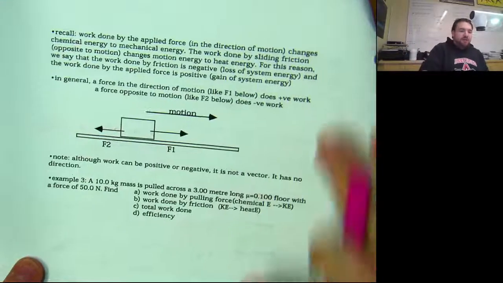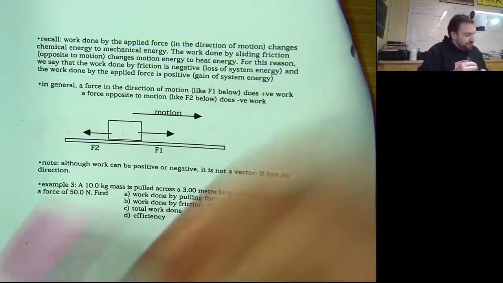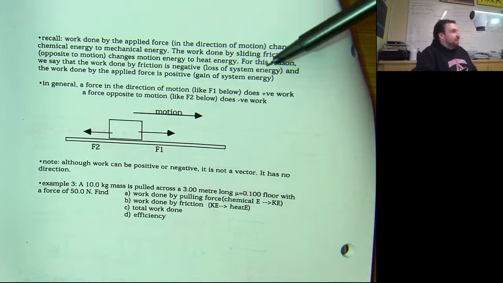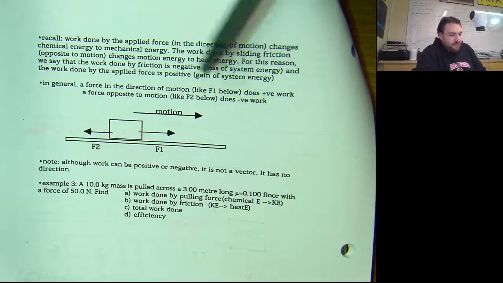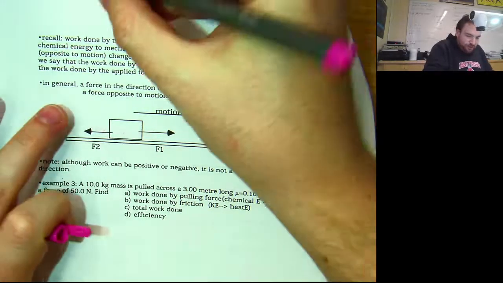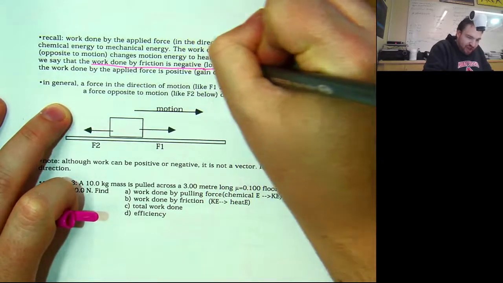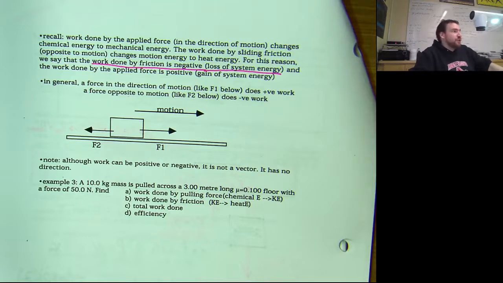If you recall, work done by an applied force changes chemical to mechanical energy. Work done by sliding friction, opposing motion, changes motion energy to heat energy. So for this reason, we see that work done by friction is negative because it is a loss of system energy. Friction is taking energy away from your system. That's part of why the previous question would have been inefficient. So the more friction you have, the less efficient whatever it is you're working on is going to be.